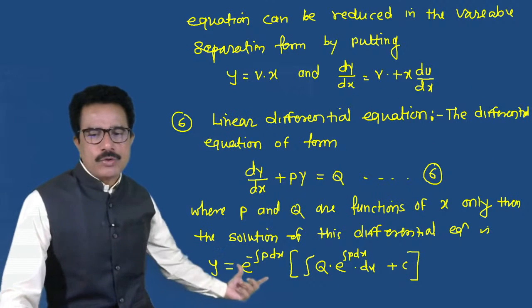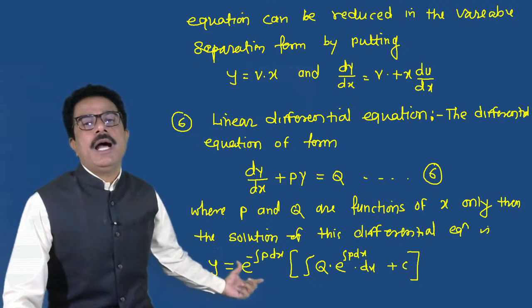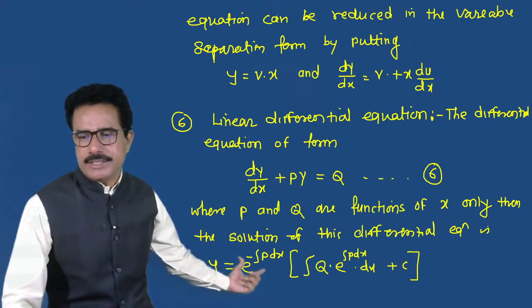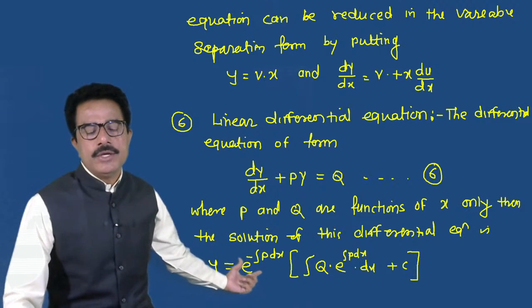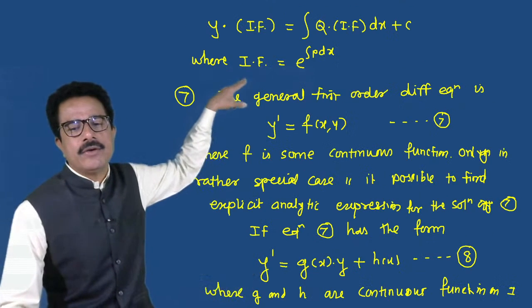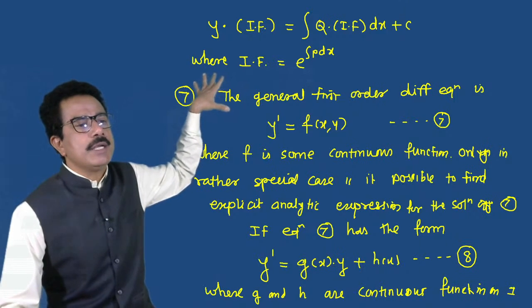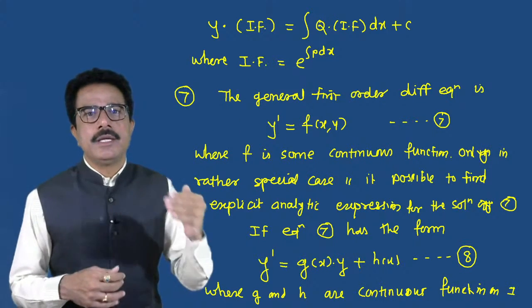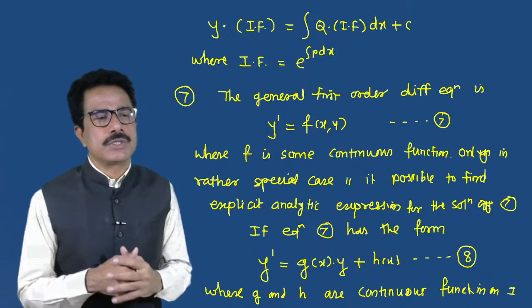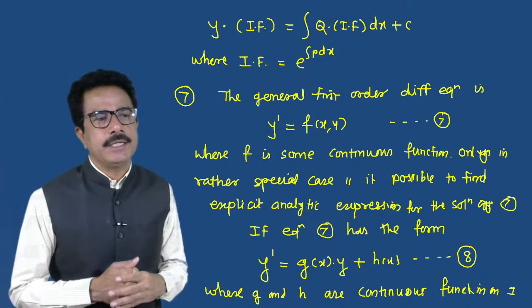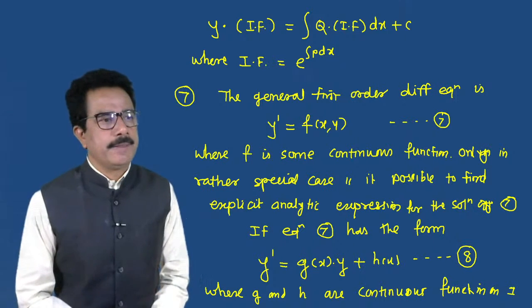equals integral of q into the integrating factor dx plus c. This formula is a little hard to remember. It is difficult to remember this form, so for the purpose of remembering this formula, we can use this simplified form: y into the integrating factor equals integral of q into the integrating factor dx plus c.